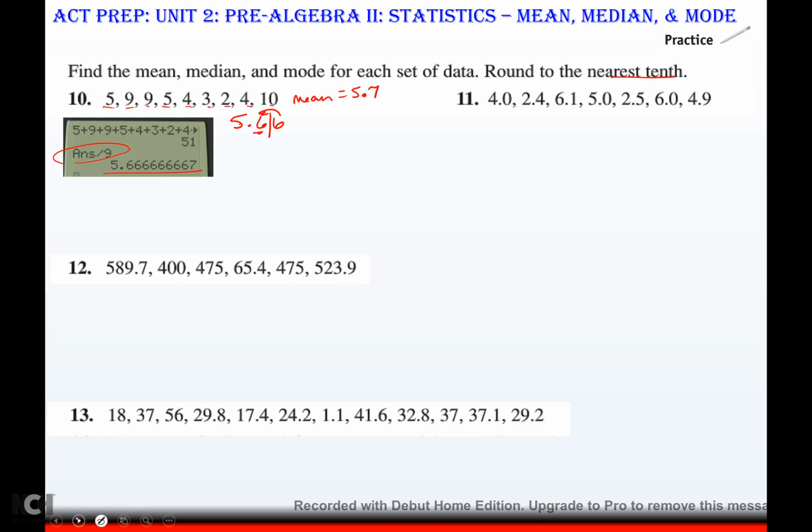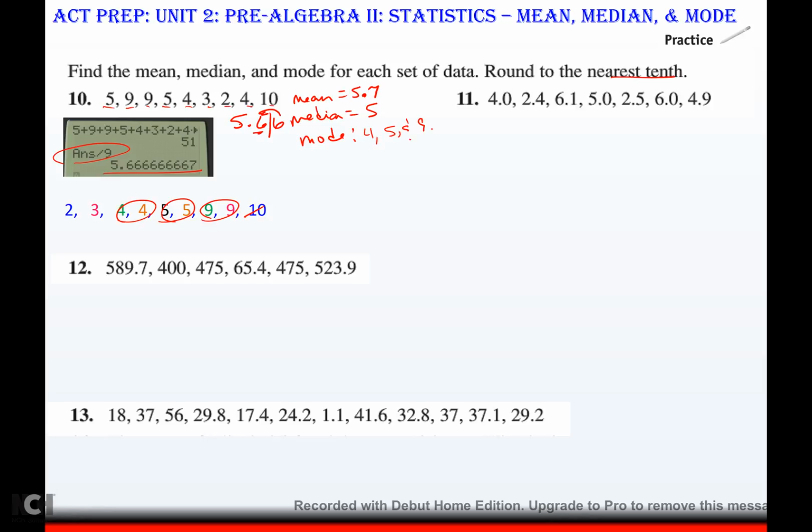My median, put them in order from smallest to biggest. Break off the ends. Sorry, people. Median is 5. My mode is the number that occurs most often. But we have 2 4s, 2 5s, and 2 9s. This would be trimodal. My mode is 4, 5, and 9.